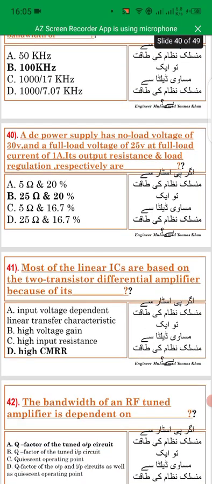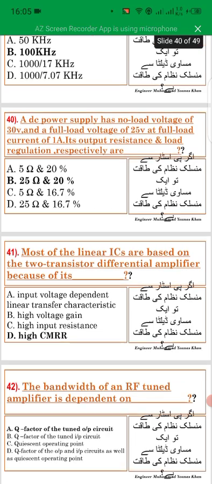A DC power supply has no load voltage of 30 volts and a full load voltage of 25 volts at full load current of 5 amps. Its output resistance and load regulation respectively are 1 ohm and 20%.